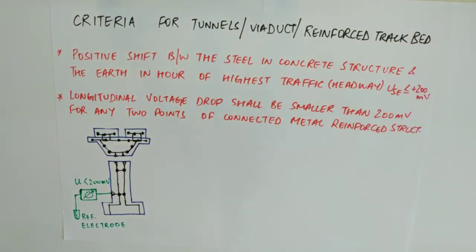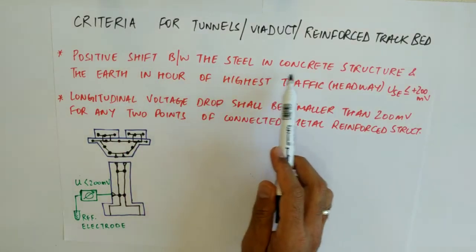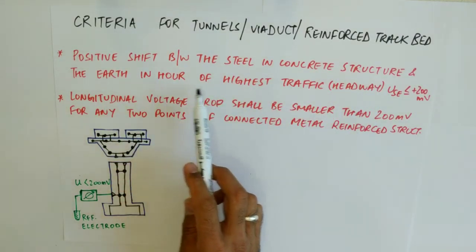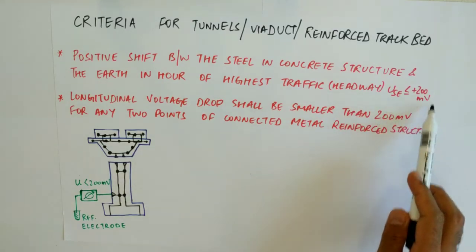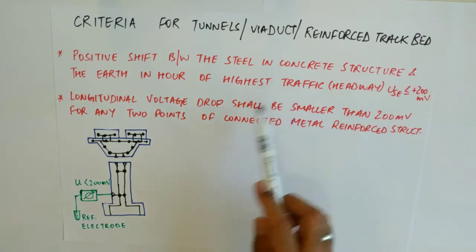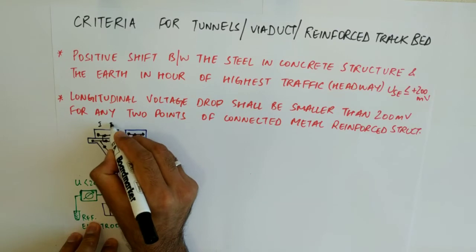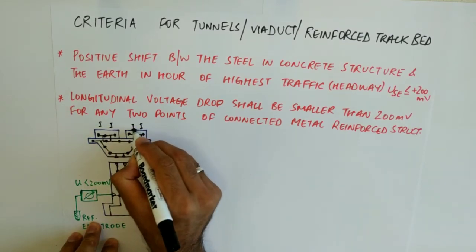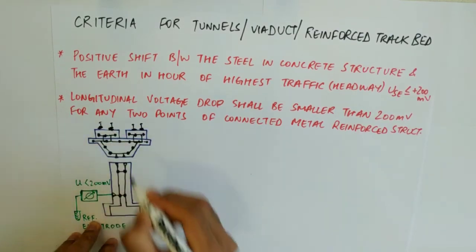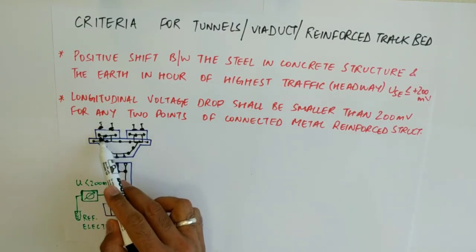Now, the other two criteria provided in clause 5.3 of EN 50122-2 is the potential shift between the steel in the concrete structure and the earth in the hour of highest traffic, which shall be lesser than plus or minus 200 millivolts. Now in case of higher traffic, once the trains are running on the running rails in case of higher headway, in that case there will be more amount of current flowing, so there will be chances of stray current to leak.